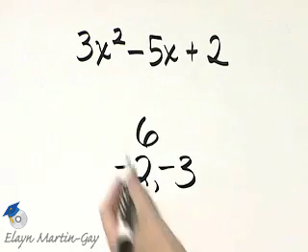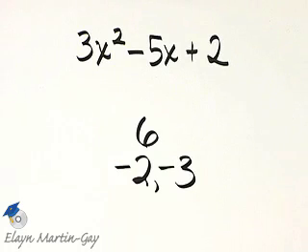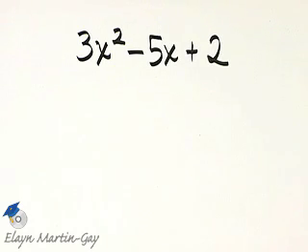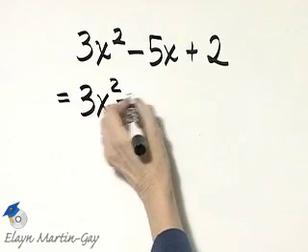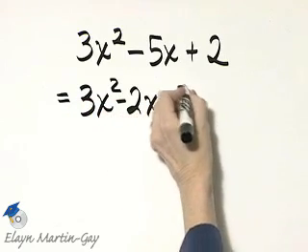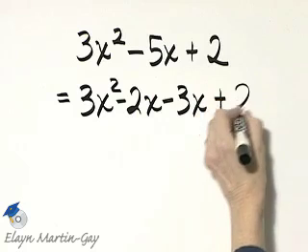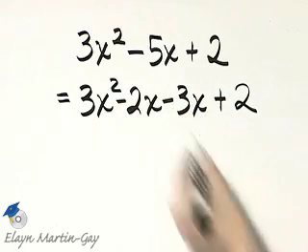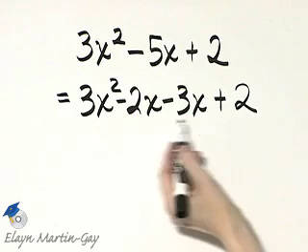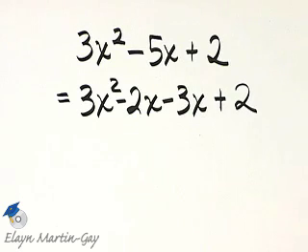Now I'll use these to rewrite that middle term. So remember -2 and -3, and I'll write 3x squared as 3x squared minus 2x minus 3x plus 2. There's the -2 and the -3. I haven't changed anything because those two terms have a sum of -5x.